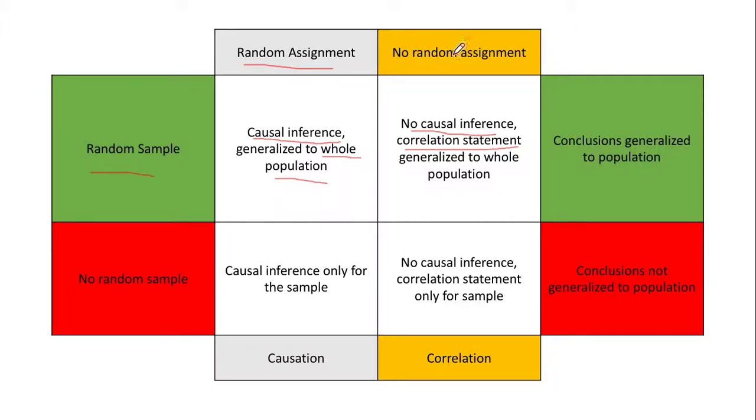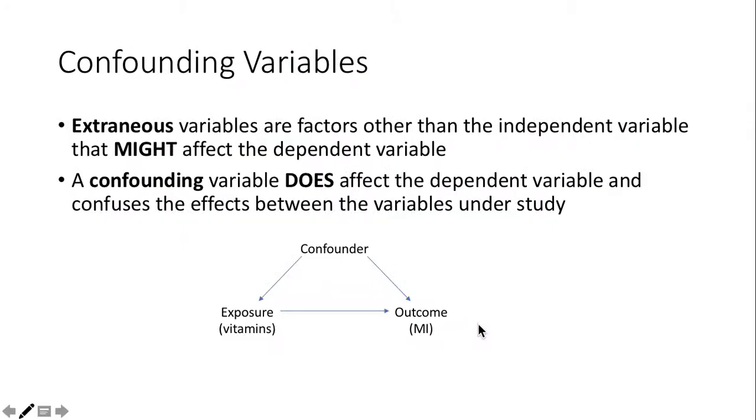Now, if you have no random assignment and no random sample, you can make no causal inference, and you can only examine correlations for that sample. So I hope this helps.